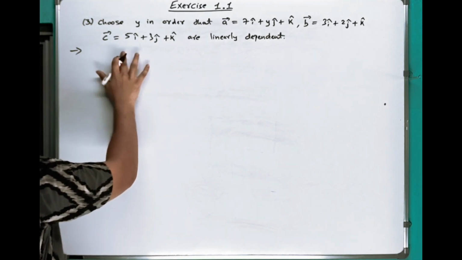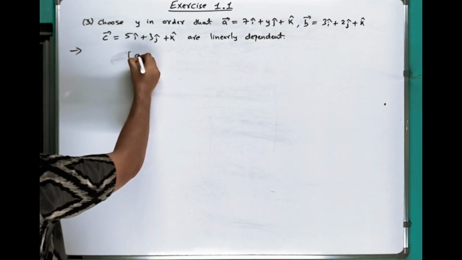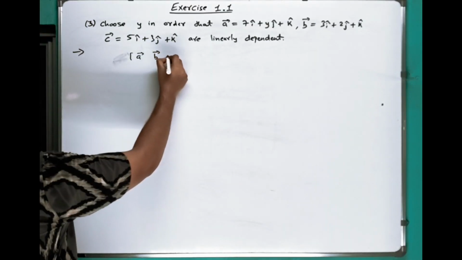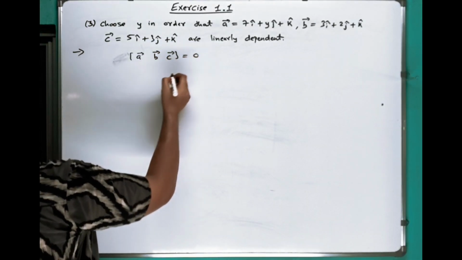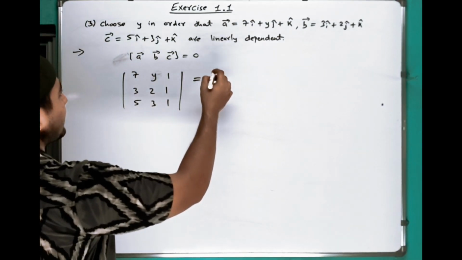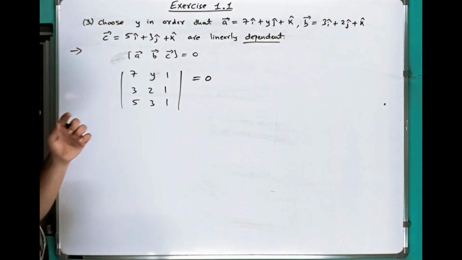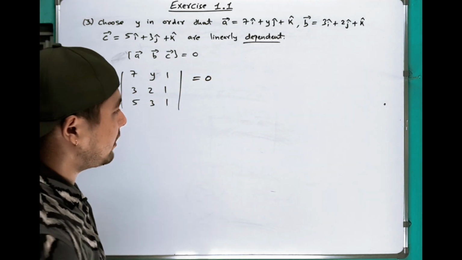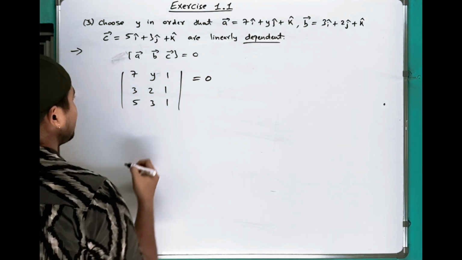So the scalar triple product of a bar, b bar and c bar is equal to 0. So the determinant with rows 7, y, 1; 3, 2, 1; and 5, 3, 1 will be equal to 0 if the vectors are linearly dependent. If they are independent, then it is not equal to 0, but we have been given it is dependent.